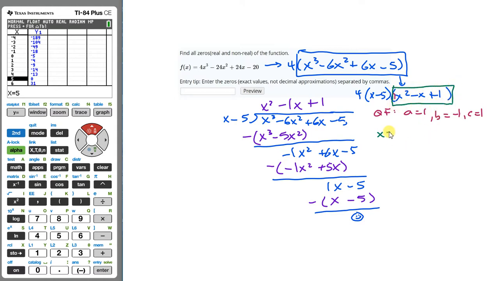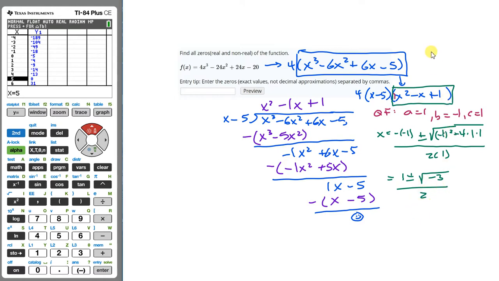So my x is negative of the b, plus or minus root b squared, negative 1 squared minus 4 times the a times the c, whole thing divided by 2 times the a, which is going to be 1 plus or minus root of, negative 1 squared is 1, 1 take away 4 is negative 3.